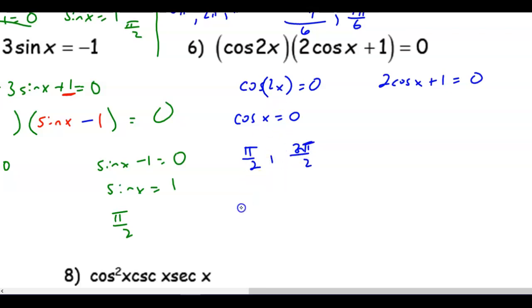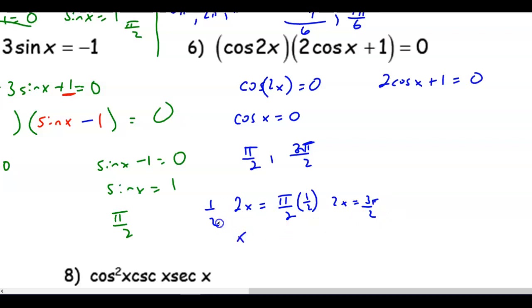So now I take this 2x and set it equal to pi over 2, and 2x equal to 3 pi over 2. And I solve for x. So I'm going to multiply by 1/2 on both sides.